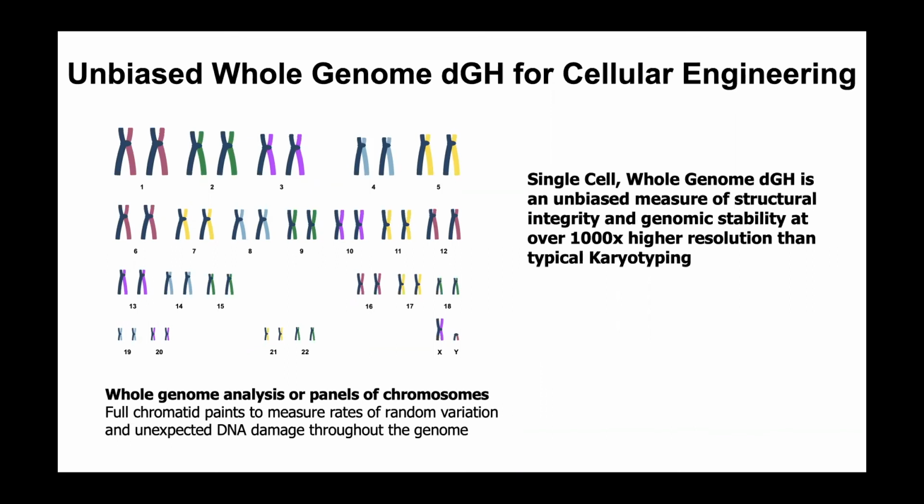This is a true, untargeted, unbiased measurement. These KromaTiD paints are designed to the reference genome, not any specific edit, insert, or variant. This is ultra-high resolution karyotyping for sure, but the ability of DGH to resolve orientation events gives this method exceptional power for measuring sister chromatid exchanges and inversions, variation that usually goes undetected.